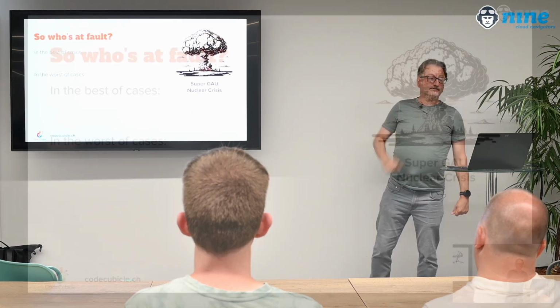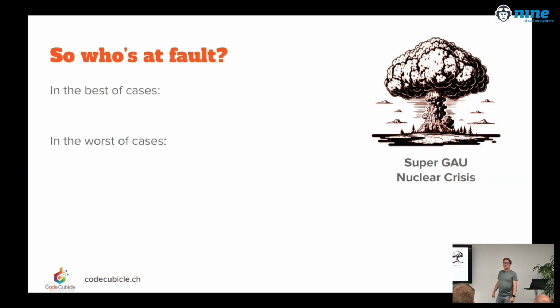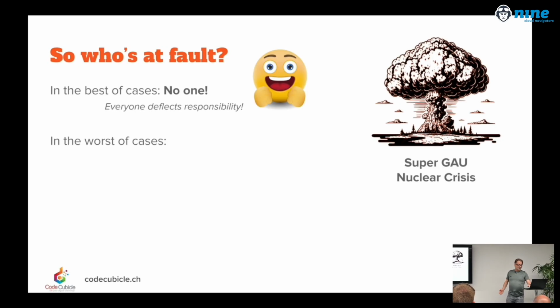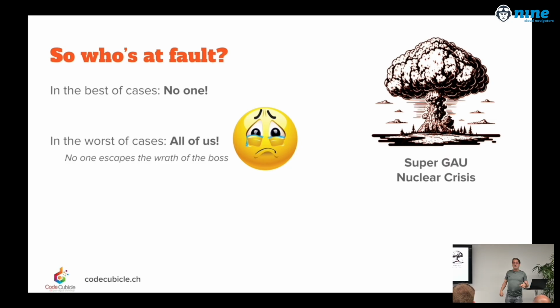But let's say you run into the worst case. Okay, so you have the Super-GAU in German, or the nuclear crisis, right? So what happens? Usually there's somebody asking, who's at fault? In the best case, no one, because everybody is happy to have escaped the responsibility. In the worst case, all of us, because the boss is on to us and we can't escape.